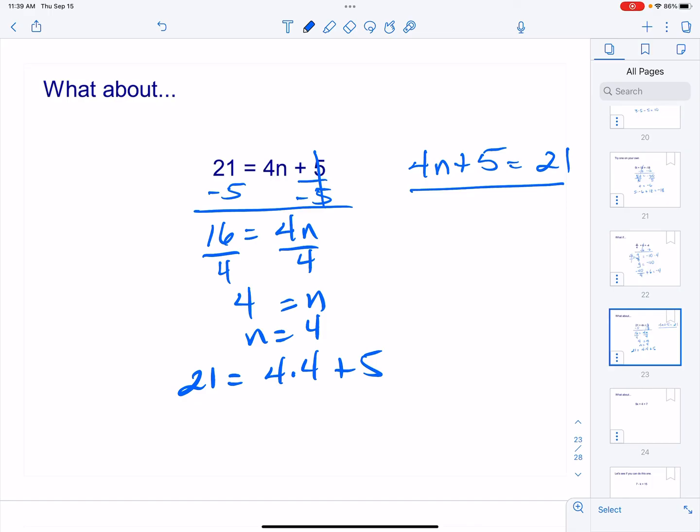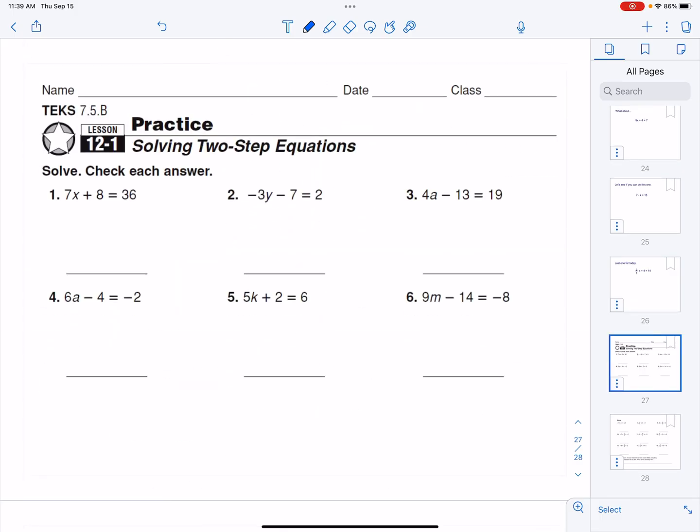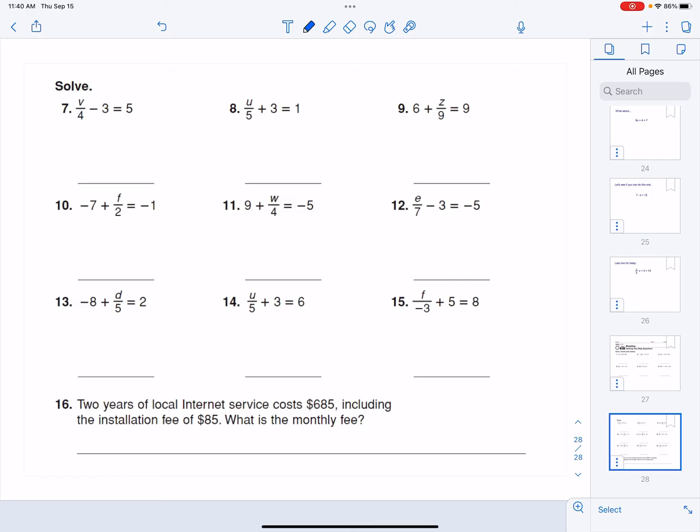Now, there's a couple other examples that we could look at that we're going to look at in class, but that's in essence what we're going to do. So what you're going to do in your assignment today is something very similar to that. You're just going to solve some two-step equations, and that's what we're looking at today.